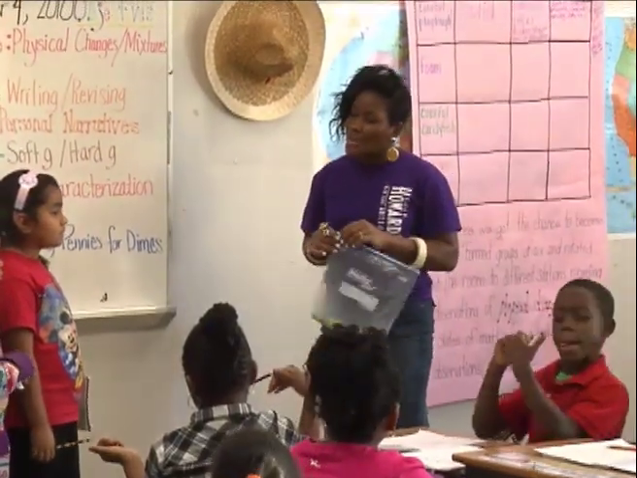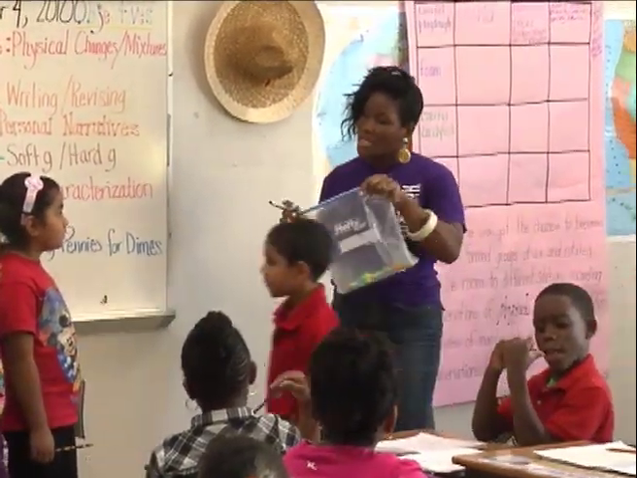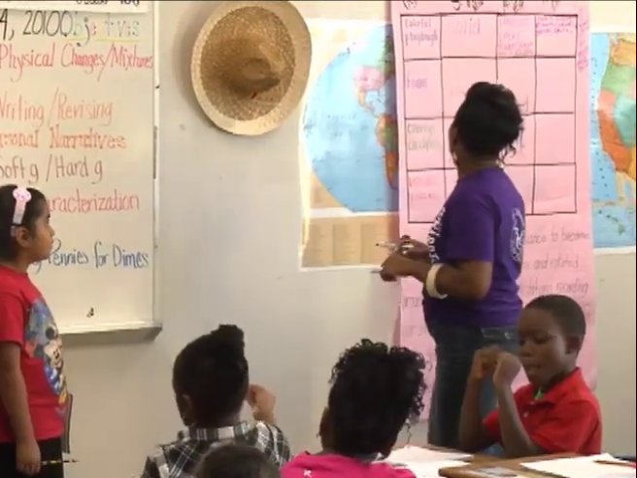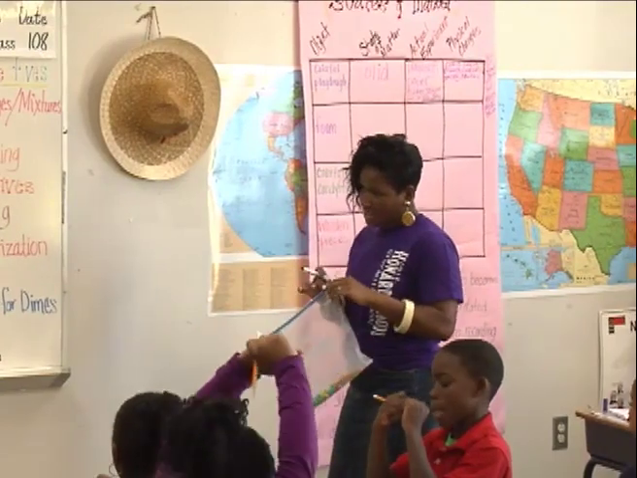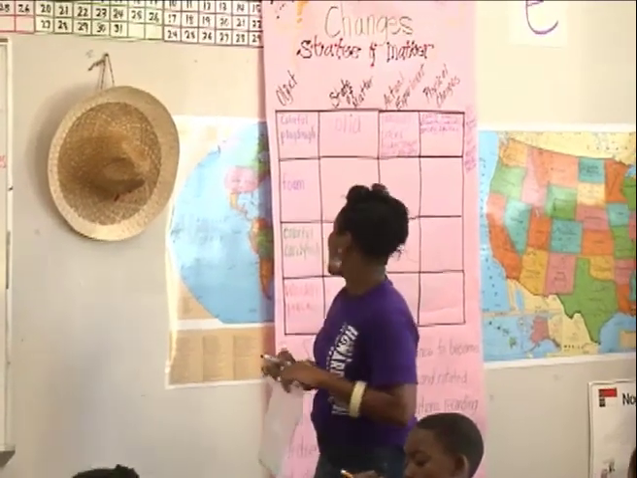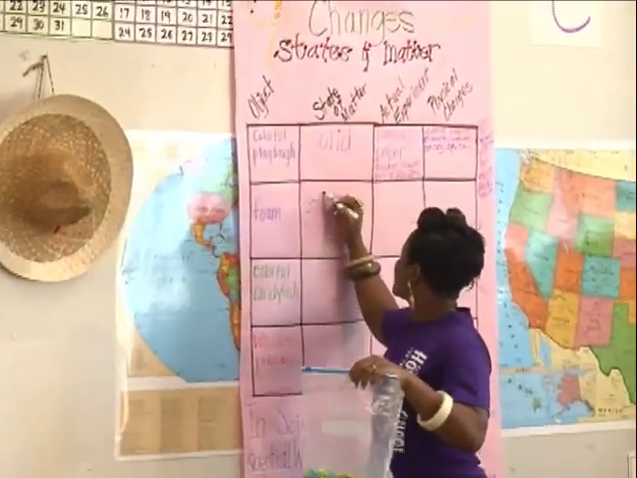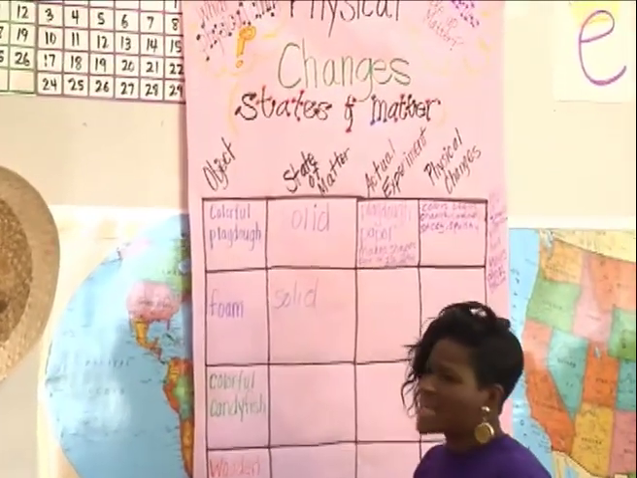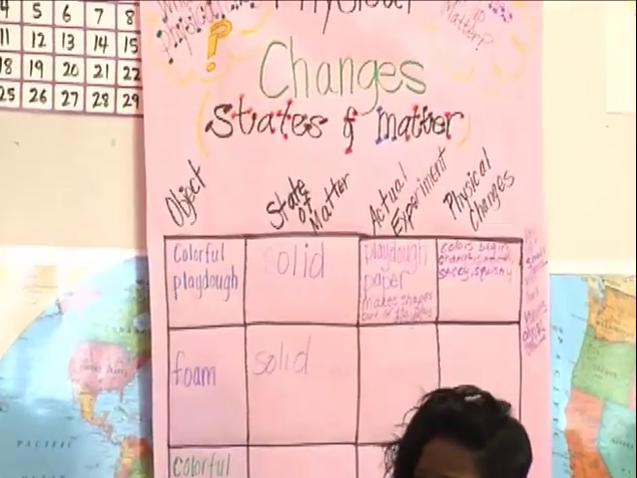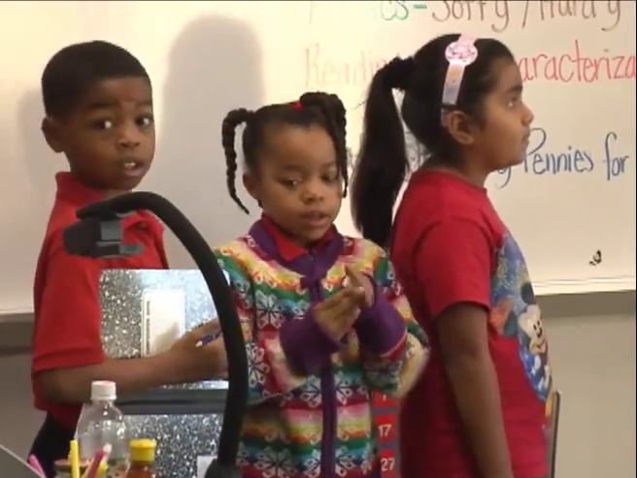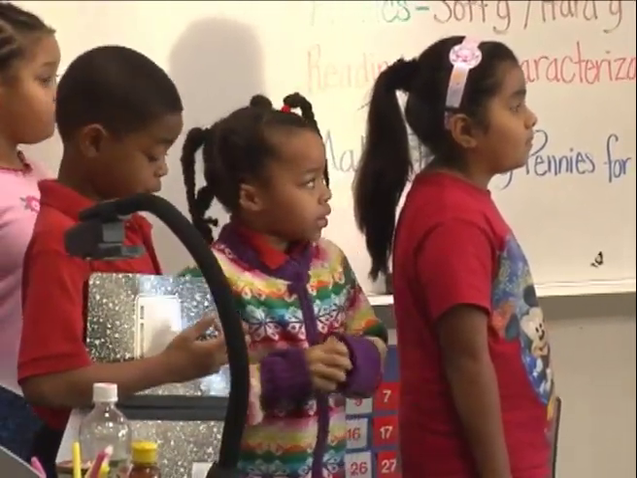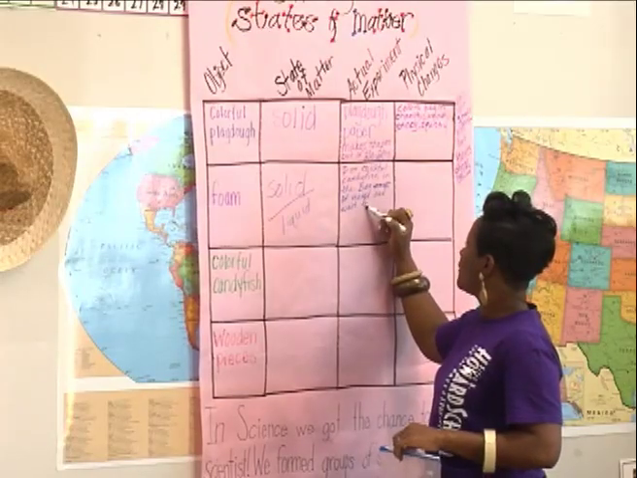Okay. The object that you all got to experiment with was the colorful candy fish. What was the state of matter before the experiment started? Solid. Okay. The fish was solid. What was the actual experiment? What did you have to do? We had to put water in the bag and watch it and see what it does, and wait for a physical change.